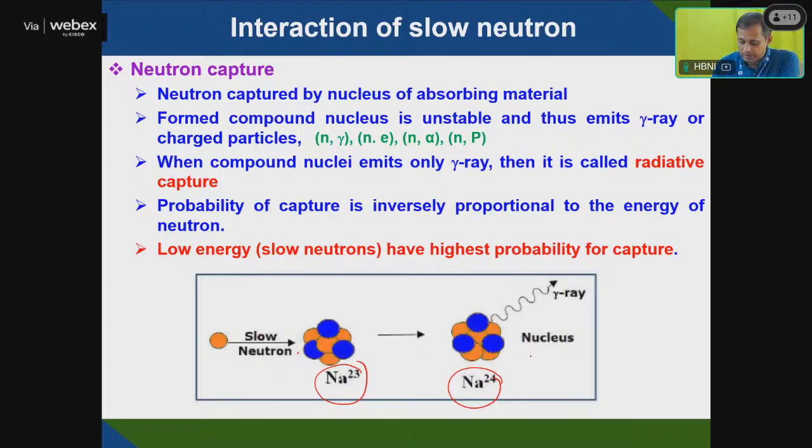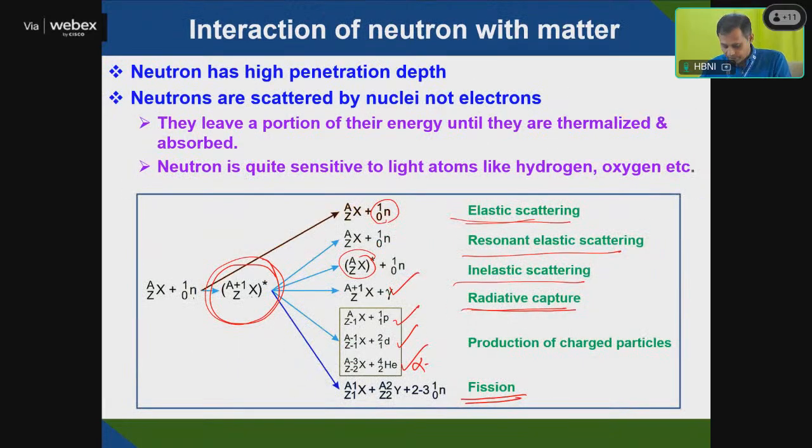Here, (n,gamma) is possible, (n,e) is possible, (n,alpha), (n,p), depending upon what is being emitted. So different reactions are possible. When a gamma ray comes out, that is called radiative capture. Gamma being radiative in nature, you call it radiative capture. And the probability of capture is inversely proportional to the energy of the neutron. Depending on the slow neutron, the capture will be high. So low energy, slow neutrons have the highest probability of capture. That means your interaction will be high in that case.